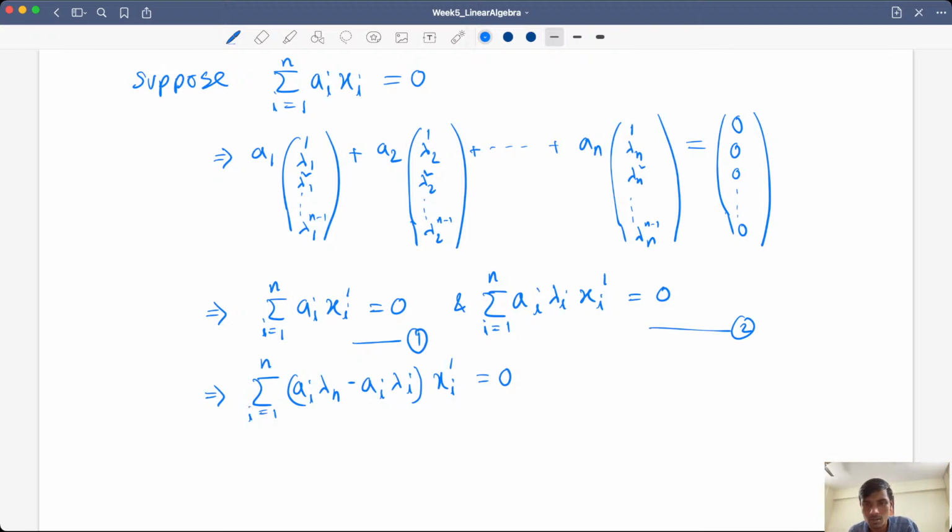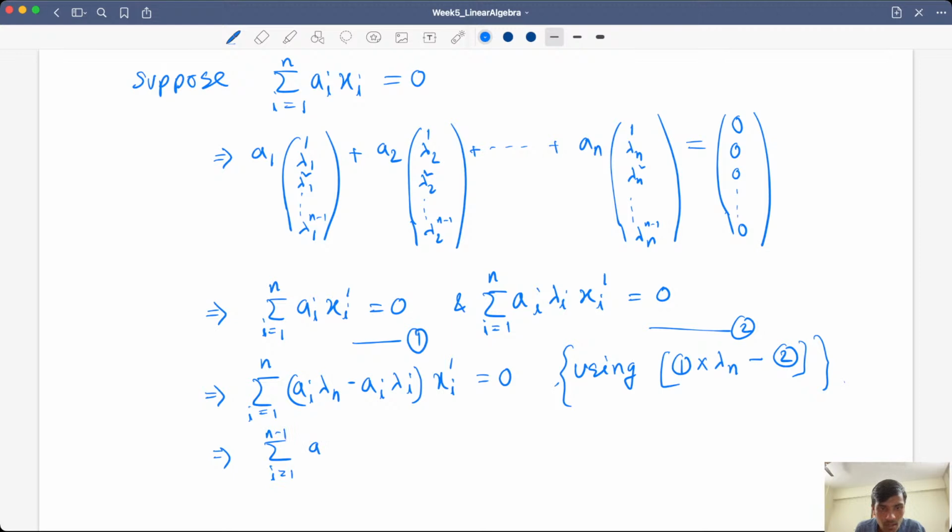So using multiplying 1 by lambda n and then subtracting equation number 2. For i equal to n, this is an lambda n minus an lambda n, so that thing is 0. So this is the sum for i equal to 1 to n minus 1 of ai into lambda n minus lambda i, into xi prime.